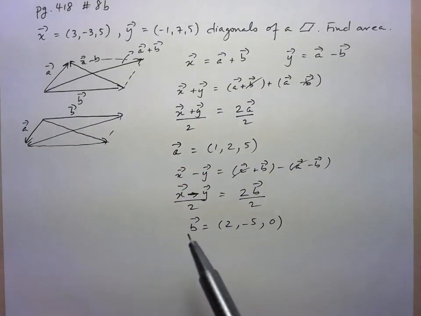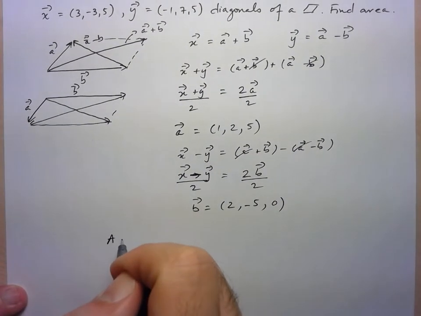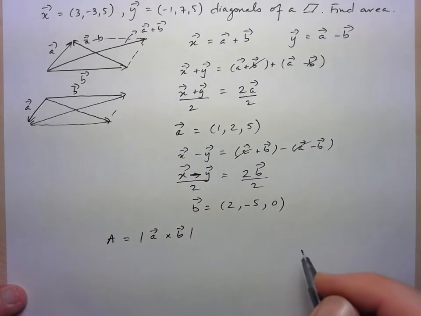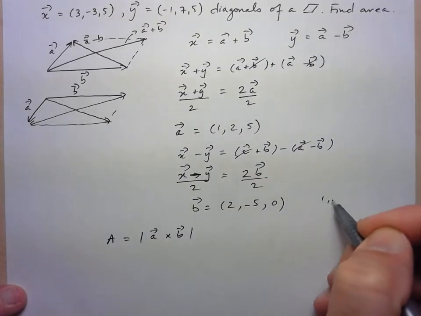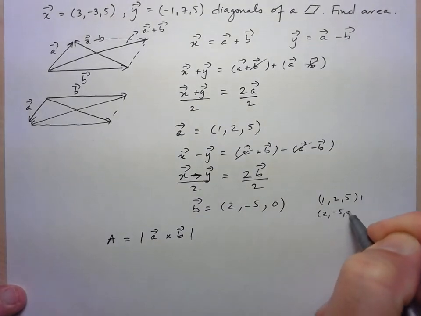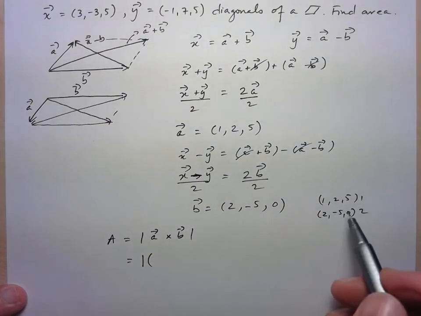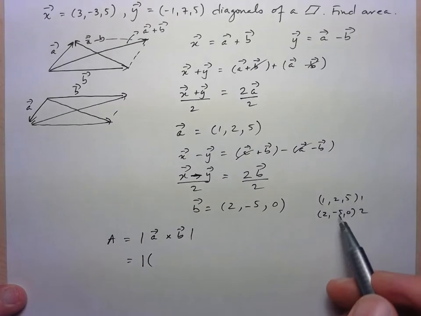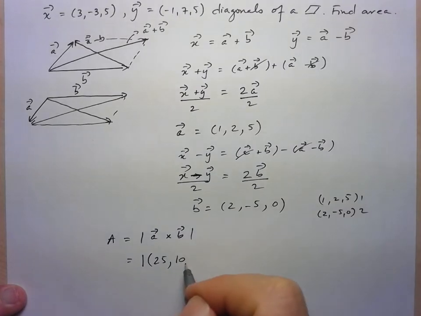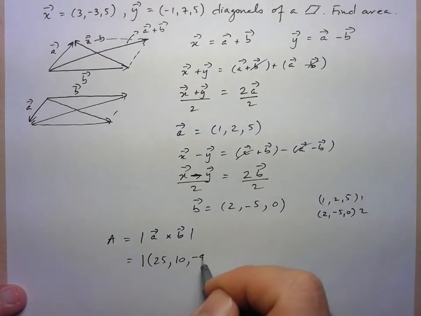vectors for the sides of this parallelogram, I can now use the cross product to find the area. So the area is just going to be equal to the magnitude of A cross B. Let's find that out here. So here, if I have 1, 2, 5, and then 2, negative 5, 0, let's calculate A cross B. The x component will be 0 minus negative 25, so just 25. Here we have 10 minus 0, so just 10. And here we have negative 5 minus 4, which is negative 9.